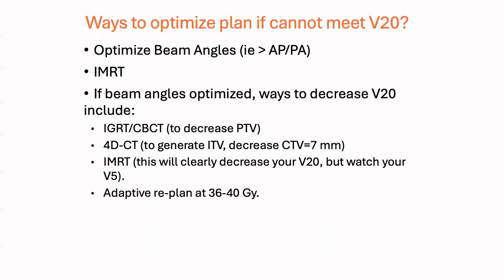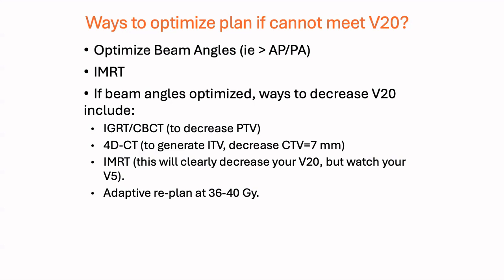If for whatever reason you can't meet those constraints from a radiation planning perspective, and you know that they're important to help reduce both acute and late toxicity, but maybe due to the size of the tumor or its location, you're unable to meet them, here are some of the things that you can do.